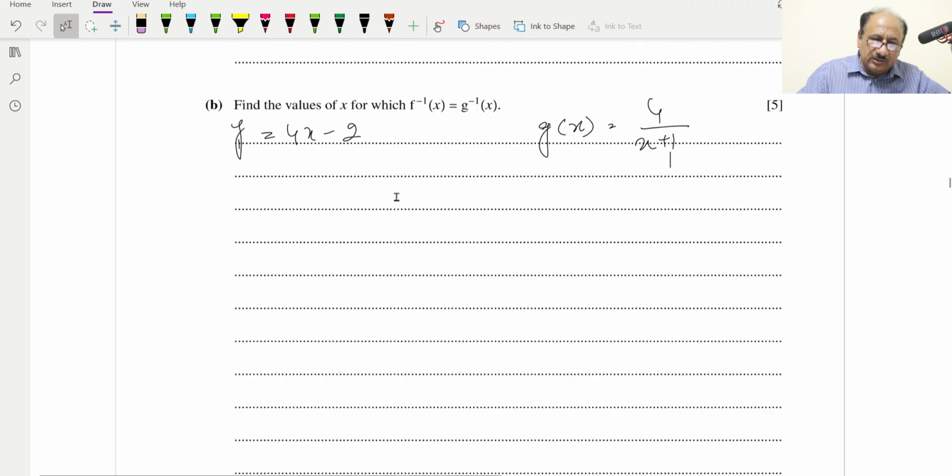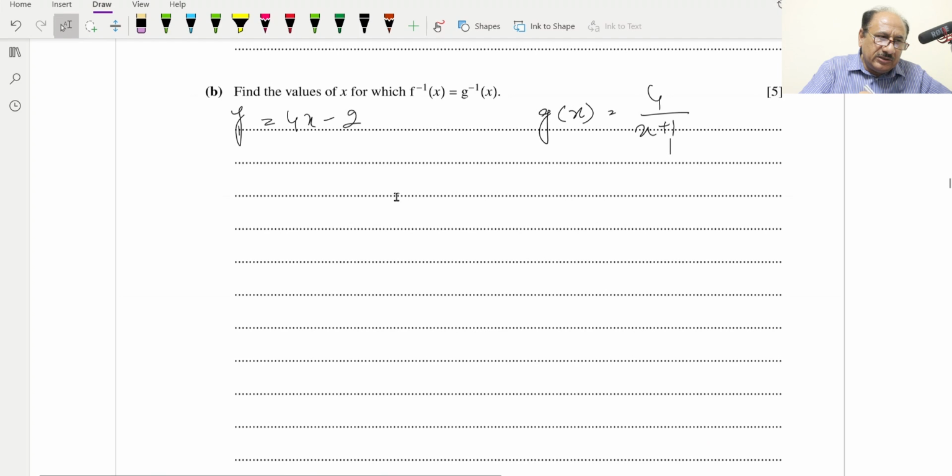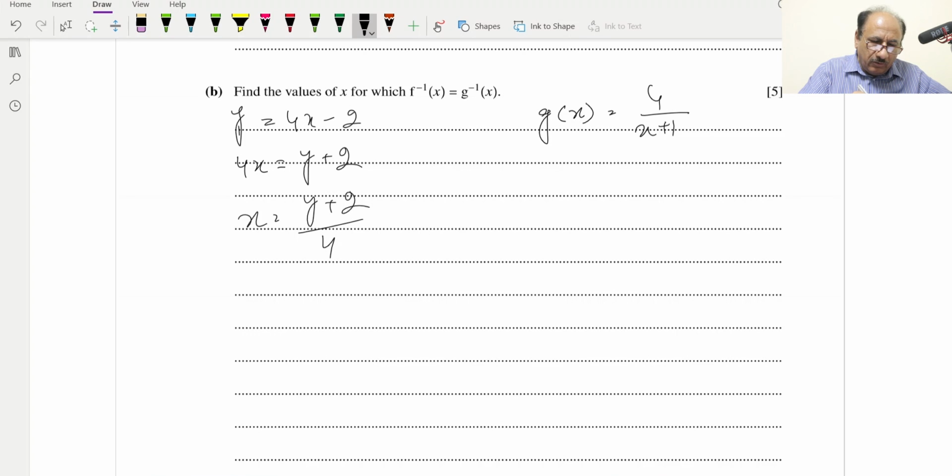Now we can take the inverses, and we can make x the subject. So 4x will be equal to y plus 2, and x will be equal to y plus 2 divided by 4. And now we can swap x and y. So y is equal to x plus 2 over 4, and this is basically our f inverse of x. And now we can find g inverse of x.